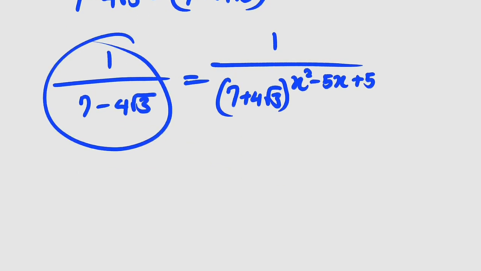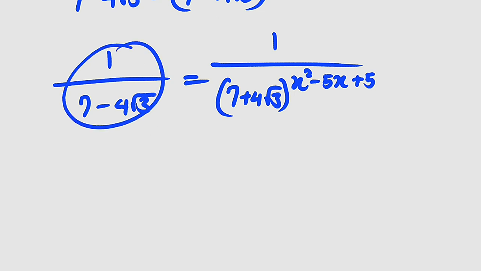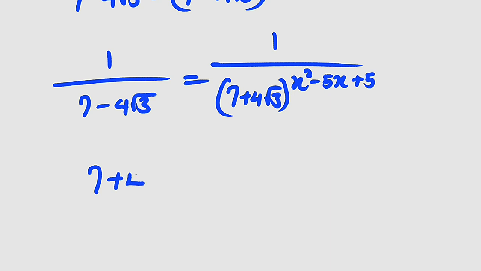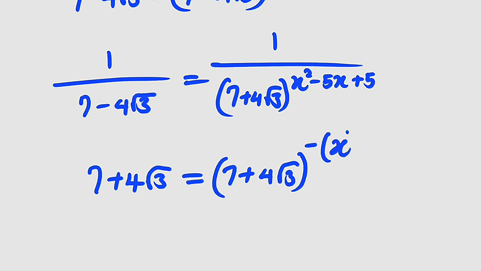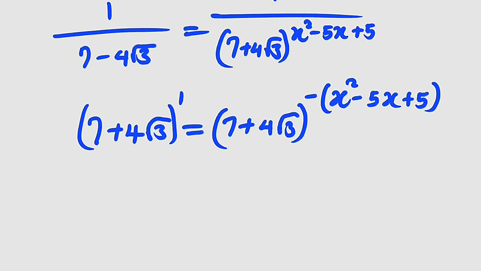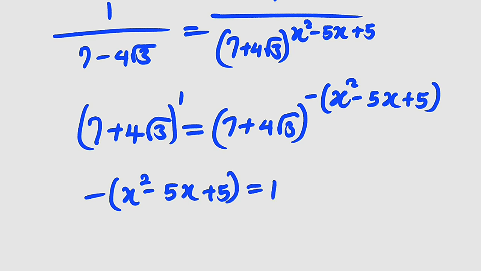So that we know that this is a reciprocal of this. So instead of this, we replace it with this, 7 plus 4 root 3, which is now equal to, removing this fraction, we can negate the exponent. So it becomes 7 plus 4 root 3 raised to the power of negative x squared minus 5x plus 5. And now you can see the bases are the same. We can equate the exponents. It implies negative x squared minus 5x plus 5 is equal to 1.